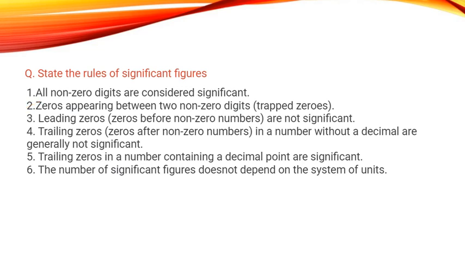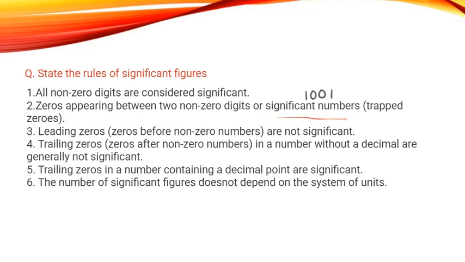So the next point states that zeros appearing between two non-zero digits will be significant. Such kind of zeros are known as your trapped zeros. So let's take an example of 1001. Now since they are zeros, can you ignore these digits? No. Why? Because they are between two non-zero, or between two significant figures. So between two non-zero significant numbers.